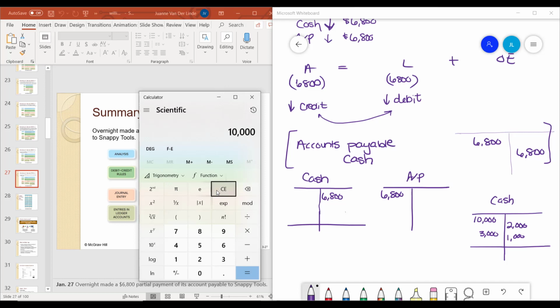So initially I had $10,000 in the cash account because I debited it. But then we credited the cash account. Remember, that's a decrease when you credit cash. And there was a debit for $3,000. And then yet again another credit of $1,000.